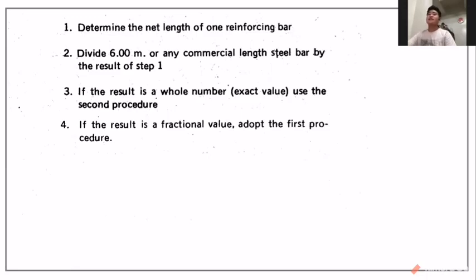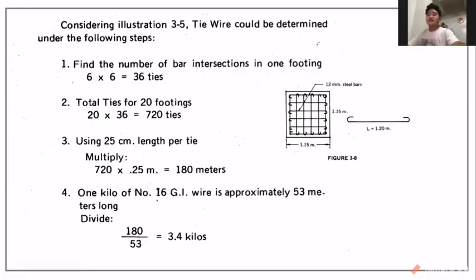First is to determine the length of one reinforcing bar. So after determining the net length, we will divide 6 meters, or any commercial length of steel bar, by the result of step one. So this 6 meters depends only on the commercial length of the steel bar. If the result is a whole number, let's say 10, that's an exact value, so we will use the second procedure. But if we get a fractional value like 10.4 or 10.6, we need to adopt the first procedure.